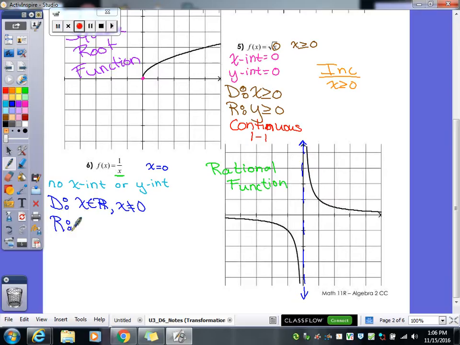What would our range be? Remember, our range always looks very, very similar to our domain in these ones. y is an element of the reals, except it cannot be what? 0. Because again, we would have a horizontal asymptote at 0. That graph's going to get closer and closer and closer to a y value of 0, but it will never actually be 0.